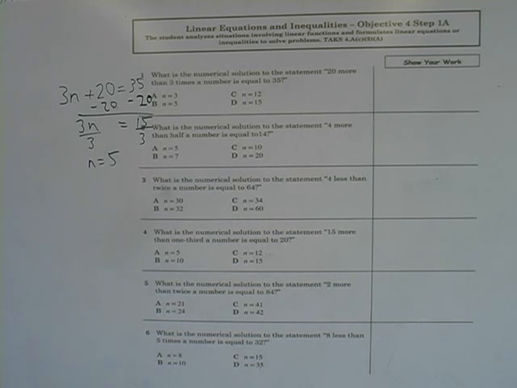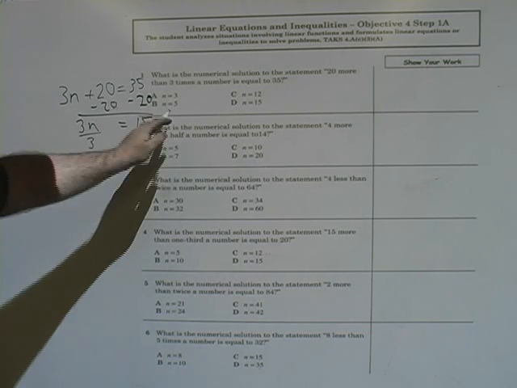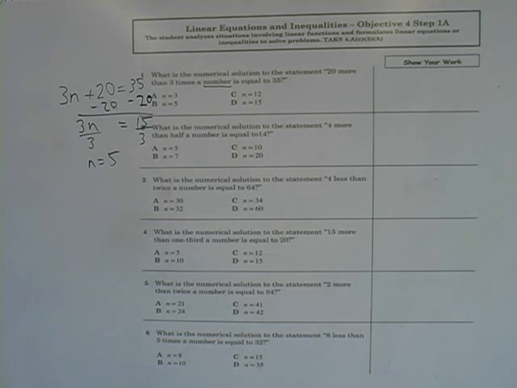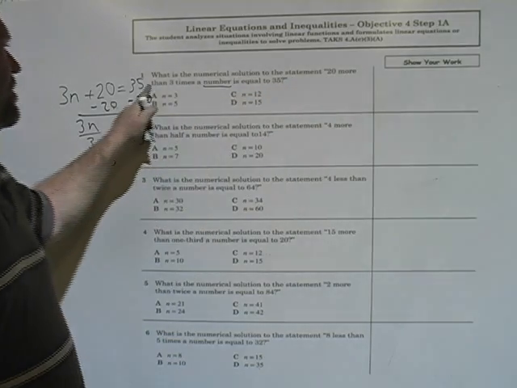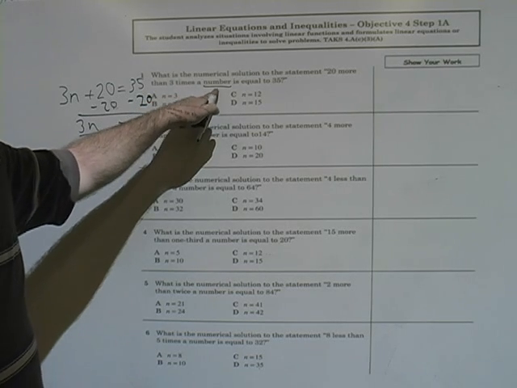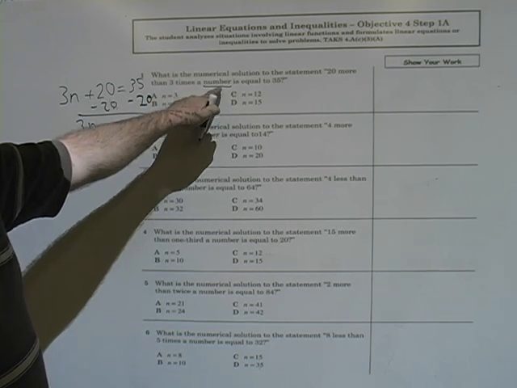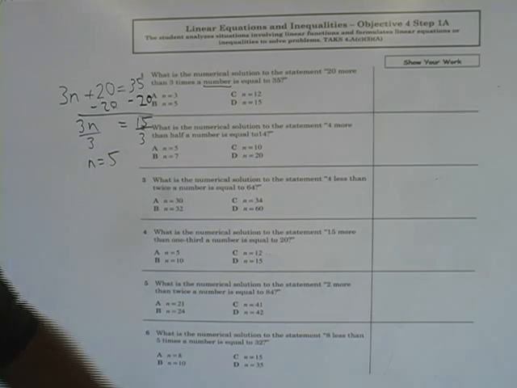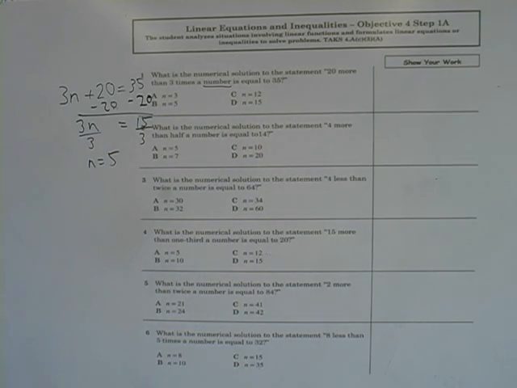Now you could have also just plugged those answers in to the question. When you plug in 5 right here, you would have gotten the right answer, because you would have said 20 more than 3 times 5. You're plugging 5 in for the number. 20 more than 3 times 5 is equal to 35. And you just ask yourself if that's true. Well, 20 more than 3 times 5, 3 times 5 is 15. So 20 more than 15 is 35.